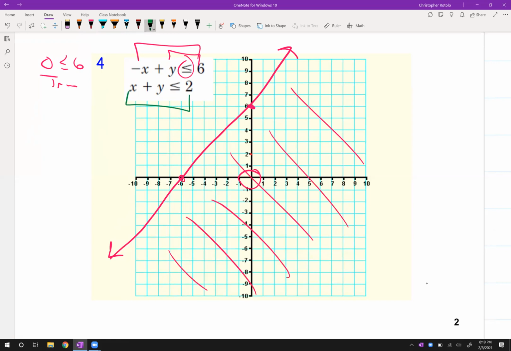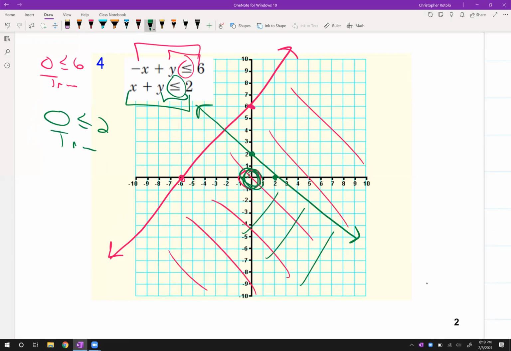X is 2. Y is also 2. It is also a solid line. Testing out 0, 0. Is 0 less than or equal to 2? That's true. So I'm going to shade towards 0, 0. And I'm looking for the area shaded twice.